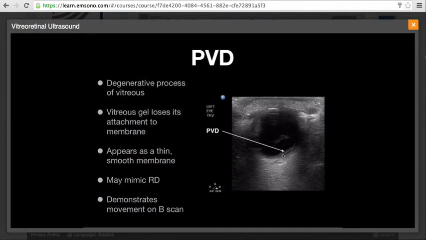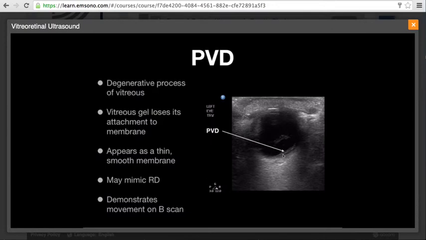which is what we perform with ultrasound. By having the patient move from side to side, you will end up seeing some movement with a posterior vitreous detachment as opposed to a retinal detachment where the membrane appears thicker.